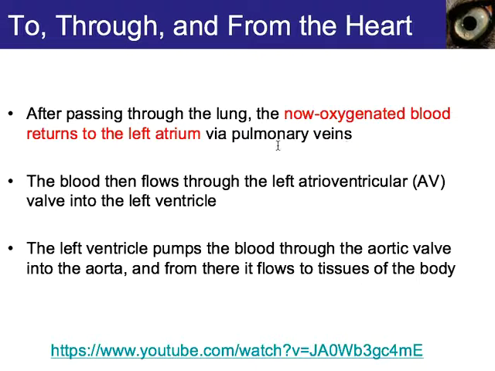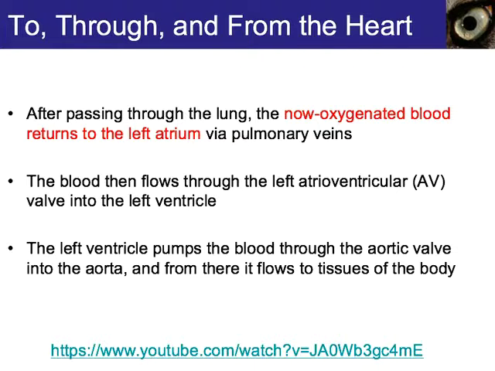the now oxygenated blood returns to the left atrium via the pulmonary veins, and the blood then flows through the left atrioventricular valve into the left ventricle, and the left ventricle pumps the blood through the aortic valve into the aorta, and from there it flows to the tissues of the body. This may sound very complicated, but if you watch this video, you can see it all in action.